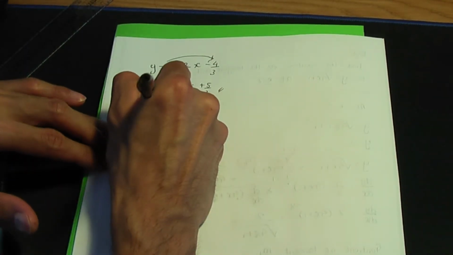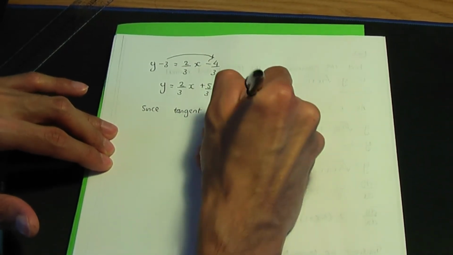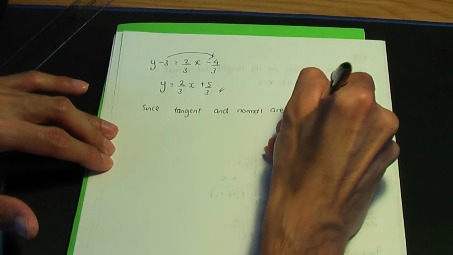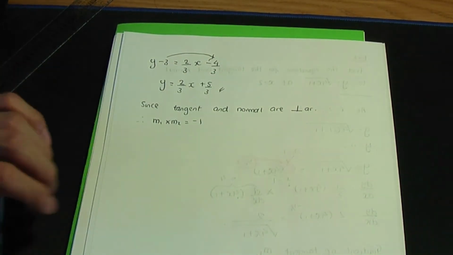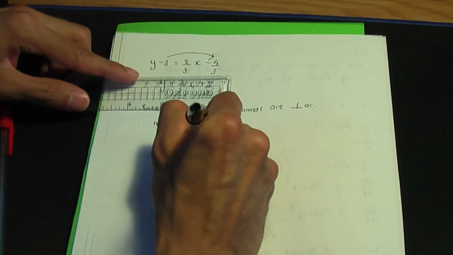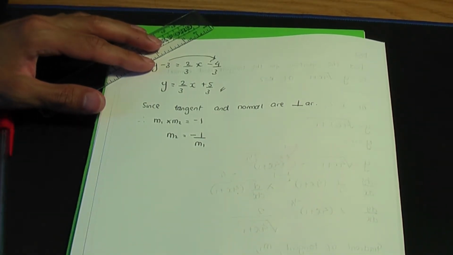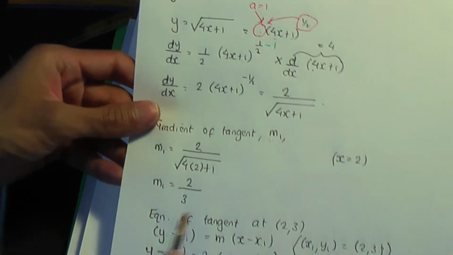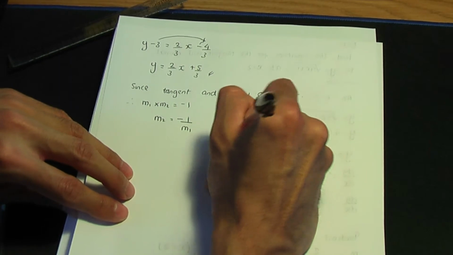So in this case, since the tangent and the normal are perpendicular, that implies m1 times m2 is minus 1, okay? And m2, so I'm going to name the gradient of the normal m2, that is minus 1 over m1. And remember, m1 is the gradient of our tangent. So we worked out m1. So from an earlier stage, m1 is 2 over 3. So let me replace m1 by 2 over 3.